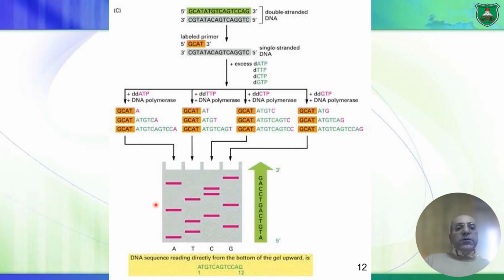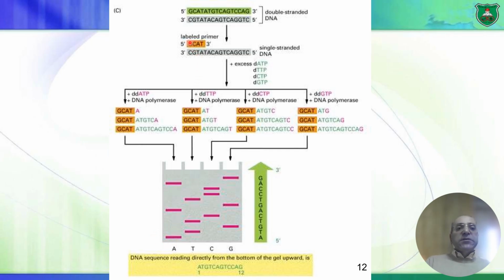Great. So the migration movement of the strands goes downward. Okay, so the shortest DNA fragments move really fast compared to the larger ones. So here we have the large DNA fragments, here we have the small DNA fragments. This is the shortest. So we know that the shortest belongs to the reaction where we have a dideoxy A added to it. So we have an A right here.